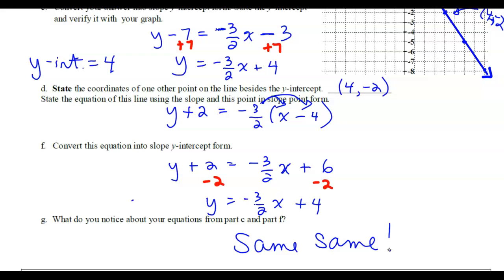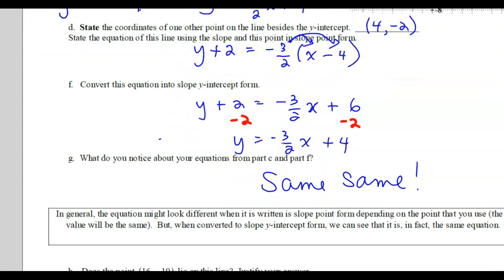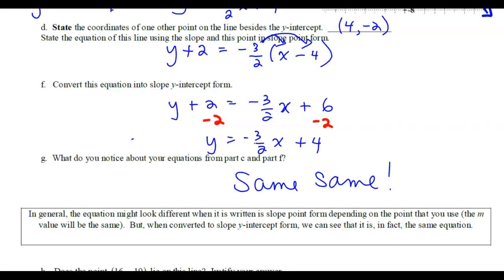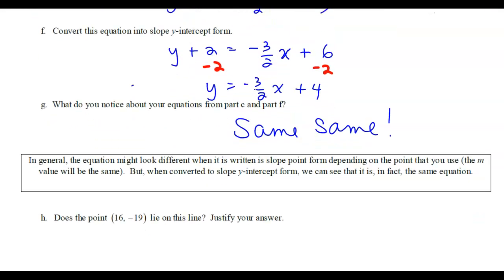Okay? And so, to summarize, it says in general, listening please, in general, the equation might look different when it is written in slope point form, depending on what point you use. So you might use a different point than me, but if they're on the same line, then you should get the same equation because the slope should be the same. When converted to slope y-intercept form, it should look exactly the same.